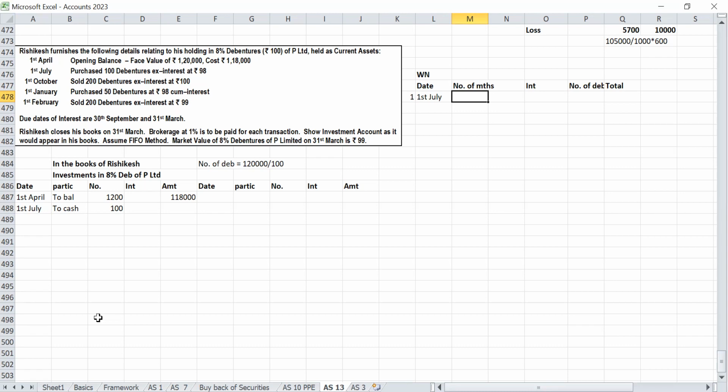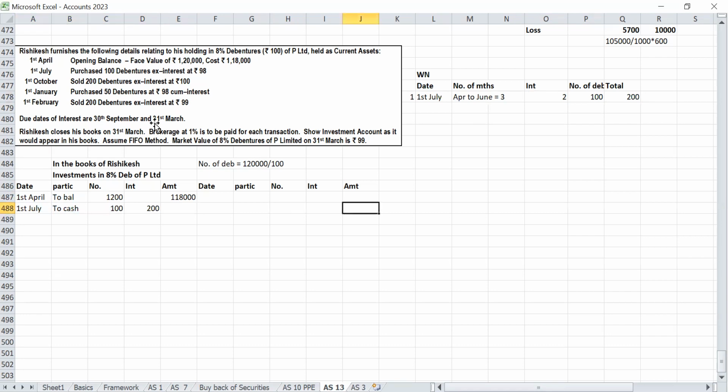The due date of interest is March or September, sir. So April, May, June, 3 months, April to June, we take up to June only, since it is the 1st of July. 100 into 100 into 8% into 3 by 12. Number of debentures 100 into 2, so 200 is for interest.